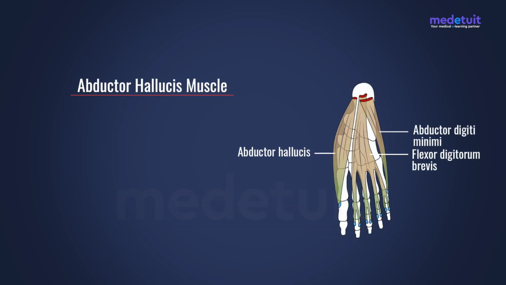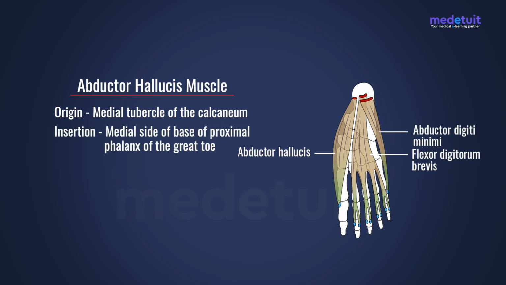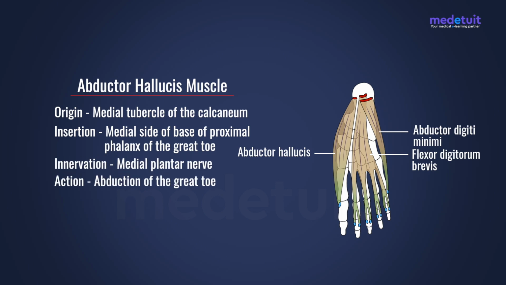Abductor Hallucis. This muscle takes its origin from the medial tubercle of the calcaneum. Coming to its insertion, it gets inserted to the medial side of the base of the proximal phalanx of the great toe. Coming to its innervation, it is supplied by the medial plantar nerve. Action of this muscle: it helps in abduction of the great toe.